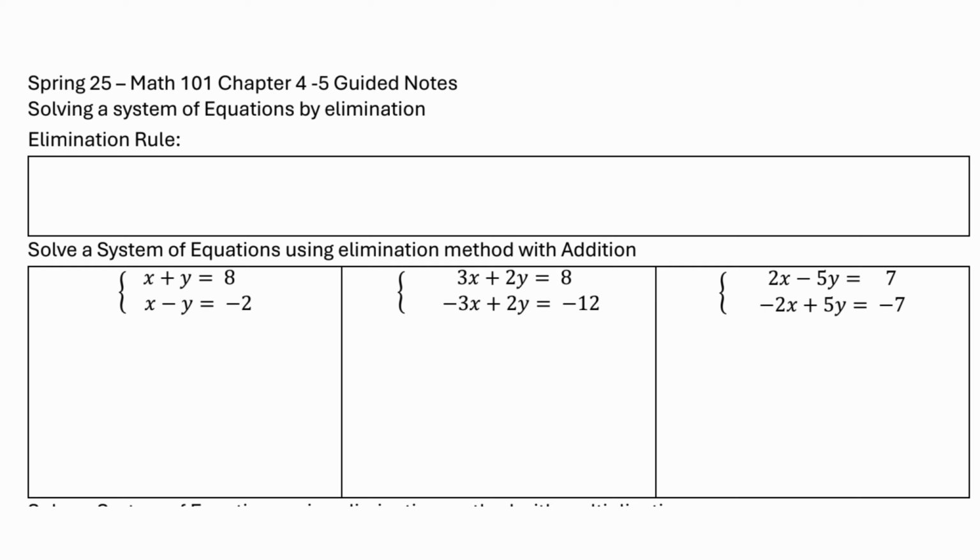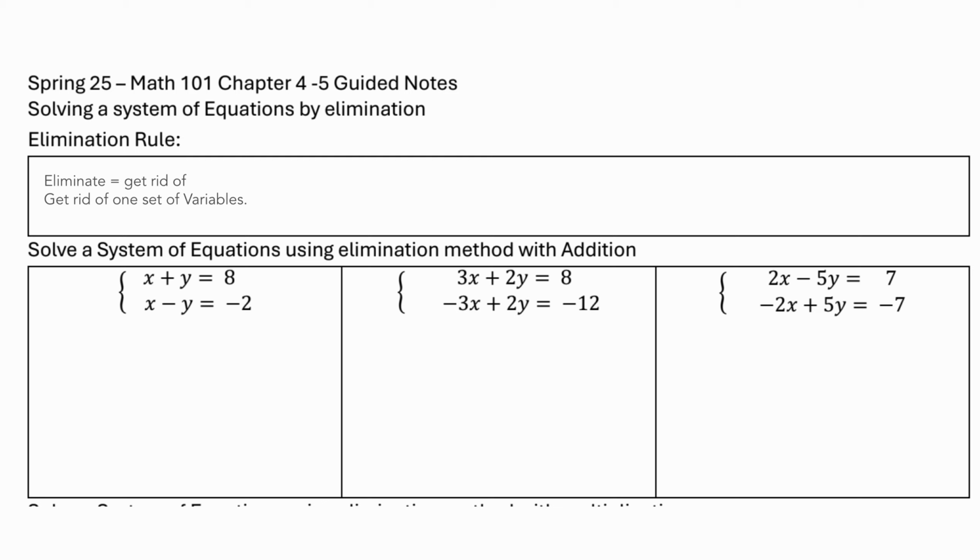Okay, so first off, the word eliminate means to get rid of. Our goal of using elimination is to get rid of one whole set of variables. We can see that we have two variables in every equation, usually x and y. In order to solve the system, we just need to get rid of one variable.